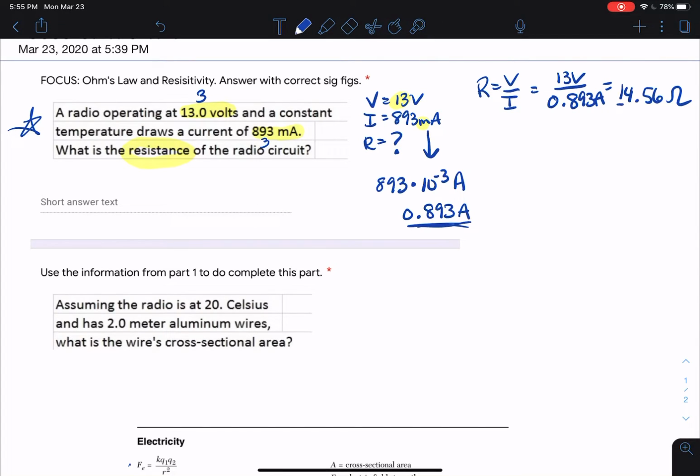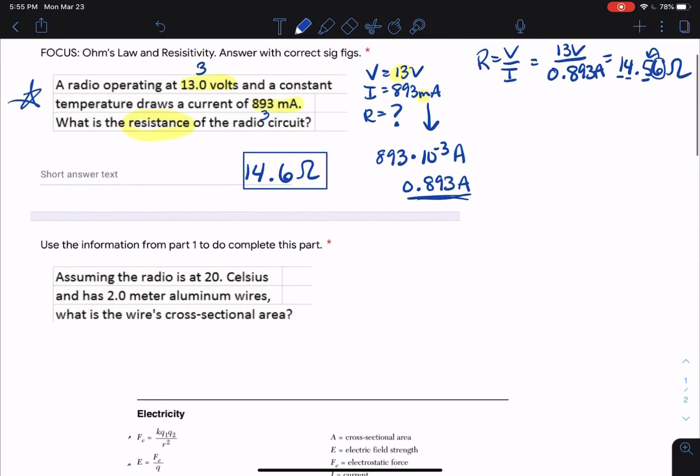So that means we're going to keep this one, and keep this one. But we need to figure out if we round up or down. But because this is a 6, it's going to round it up. So my answer is going to be 14.6 ohms. And that is the answer to the first part.